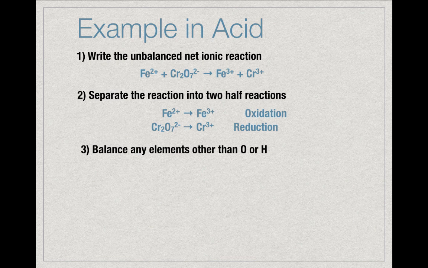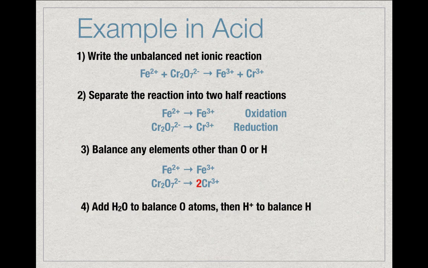Well, once you've separated the reaction into half reactions, next thing you want to do is balance any elements other than oxygen or hydrogen. So we're going to take our iron, 2+ goes to iron 3+. That's already balanced. We don't have to do anything there. For our reduction half reaction, notice that we have 2 chromium atoms on the reactant side, but only 1 on the product side. So we have to balance the chromiums, and we do that by adding a 2 in front of the chromium 3+. So now every element other than oxygen or hydrogen is balanced.